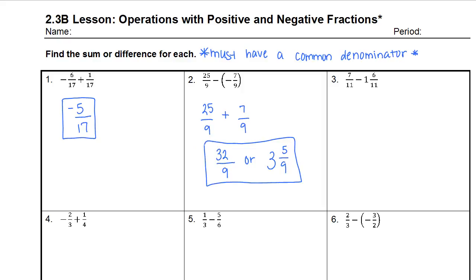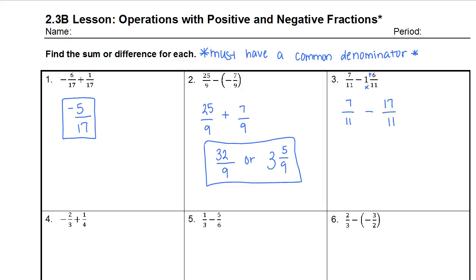Moving on to number 3, we have a common denominator, but we also have a mixed number. So I'm going to change that mixed number 1 and 6/11 to an improper fraction. So I have my 7 over 11, and I'm subtracting from it. To make it improper, I want to multiply 11 by 1, which is 11, and add the numerator 6, which gives me 17 over 11.